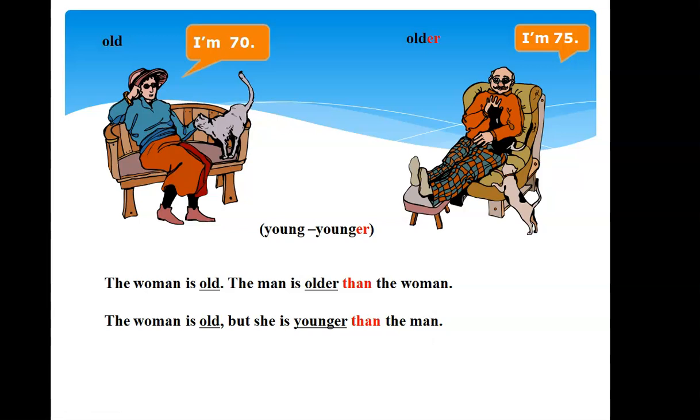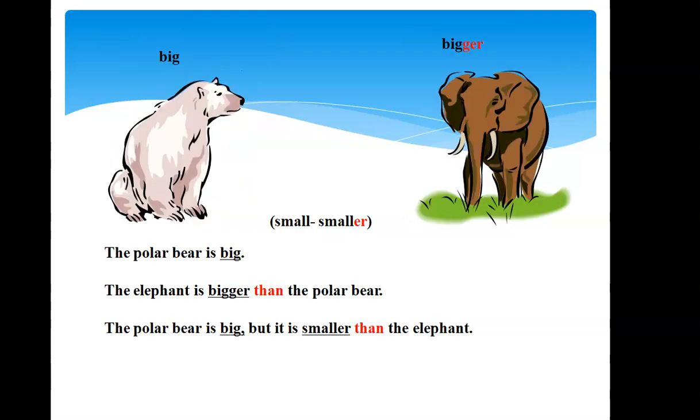Old. I'm 70. I'm 75. Older. Young, younger. The woman is old. The man is older than the woman. The woman is old, but she is younger than the man. So you use the word than, and the er. Young, younger, small, smaller.